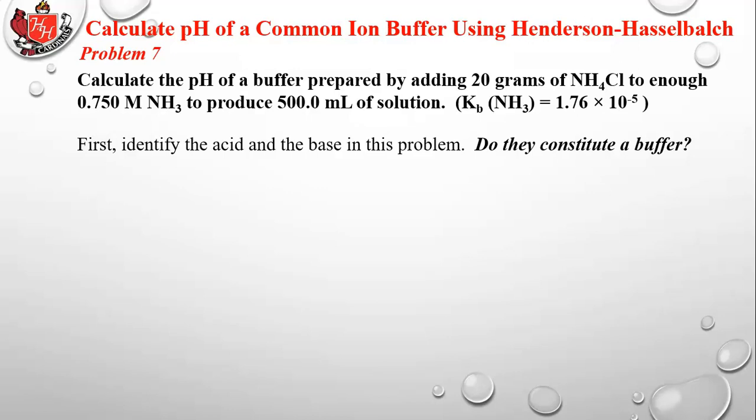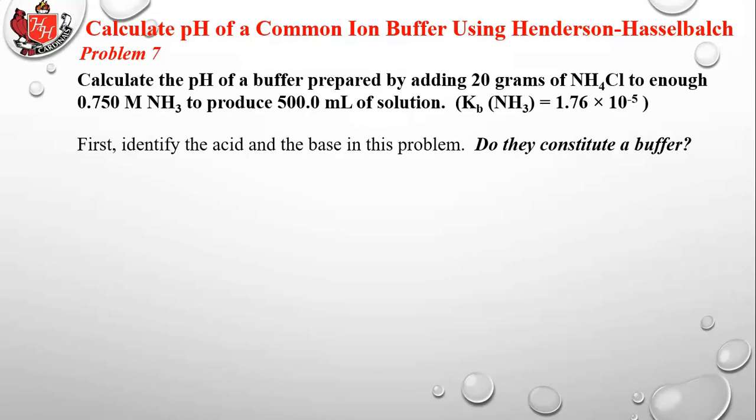Next, we need the concentration of the conjugate base. Well, we were given that. That's the easy one. 0.75 molar, that's a concentration, moles per liter, of the ammonia, NH3. So you need that, you have that. It's the molar concentration of the base.